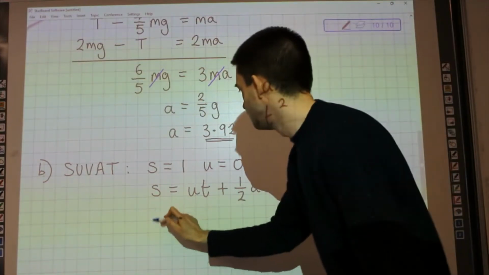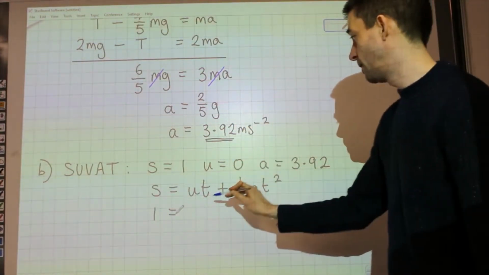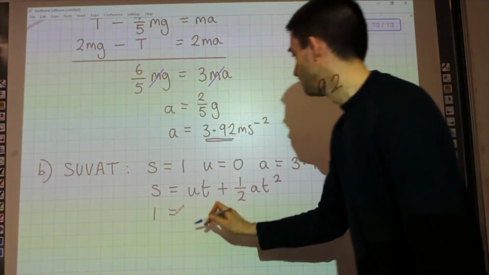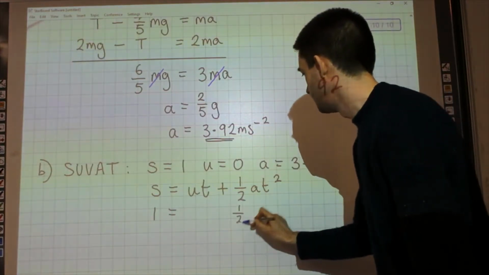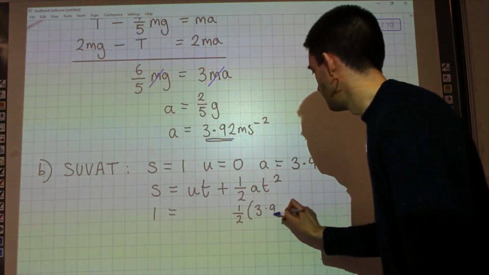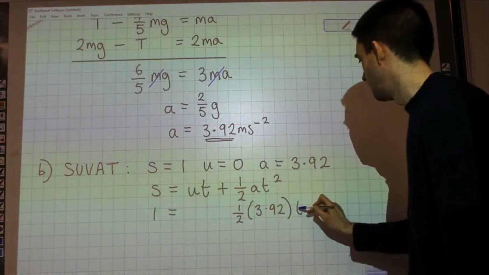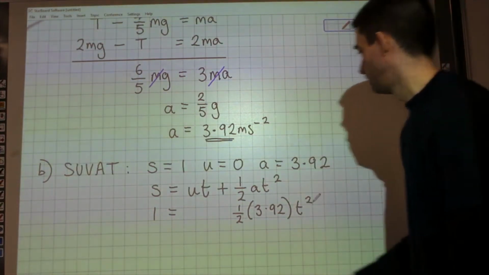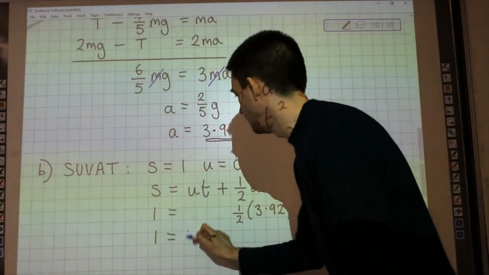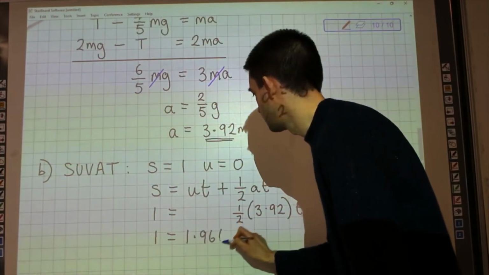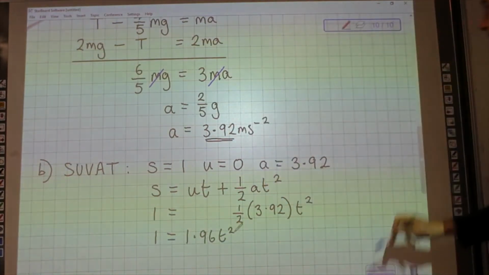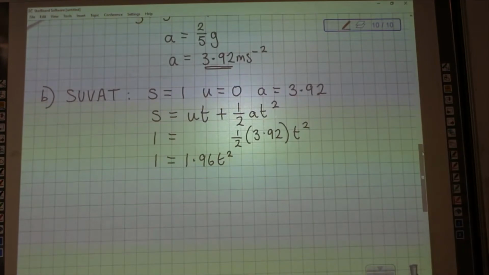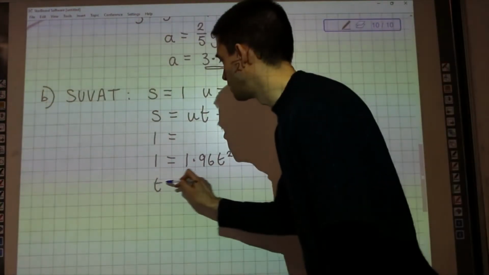So S is 1, U is 0, so 0 times T, so we've got a half times 3.92 times T squared. So 1 equals 1.96 T squared. I'm going to divide by 1.96 and square root.